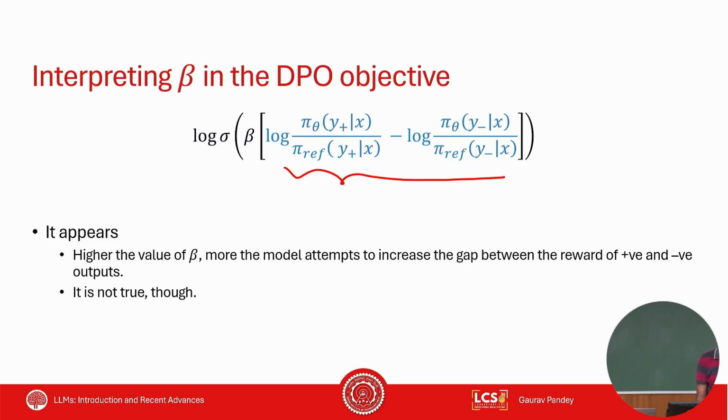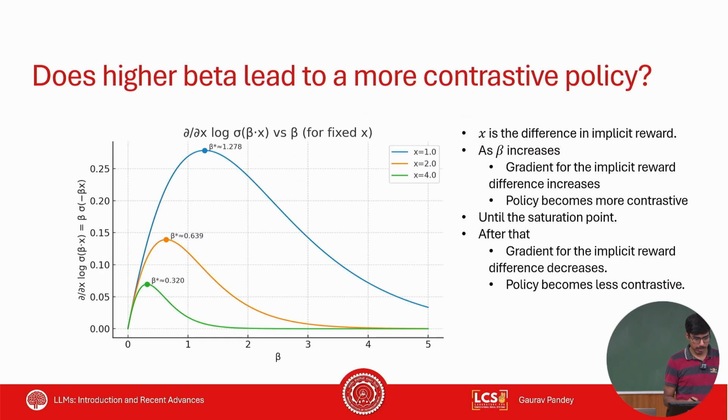Think of beta like a scaling, right? So it's not doing the same role as it was doing in the case of RLHF, where its role was clear. It's trying to prevent the policy from deviating from your reference point. Here, it's actually saying to increase the difference between the two rewards. So it appears that the higher the value of beta, the model will attempt to increase the gap between the positive and negative response. It's not true. And there's a reason why it is not true. And we'll look at the curve for this. Let's look at some graph for this.